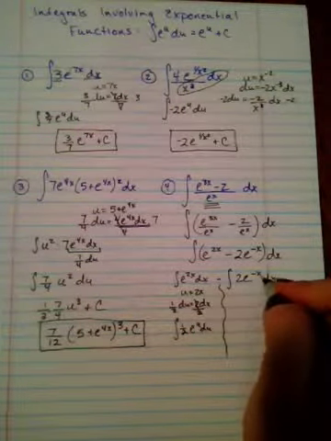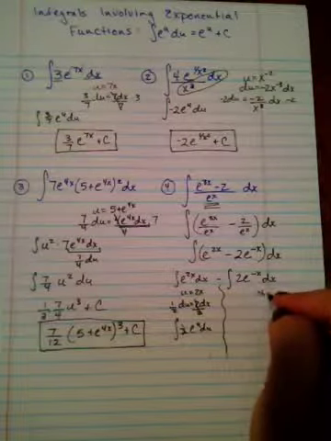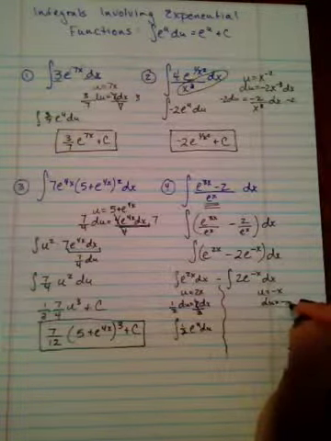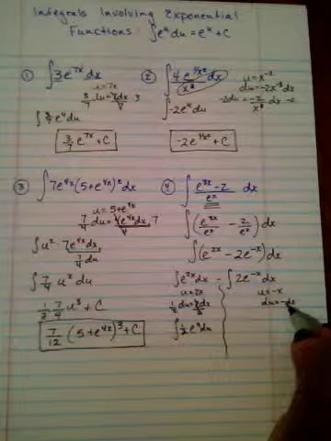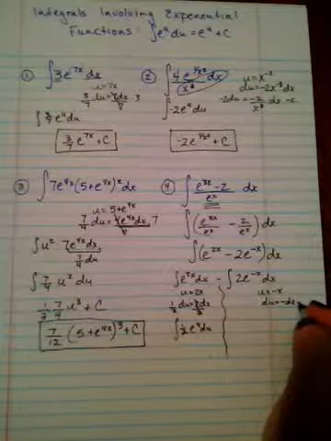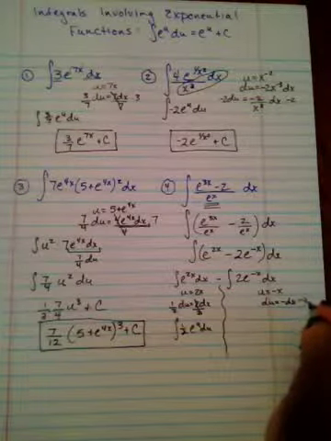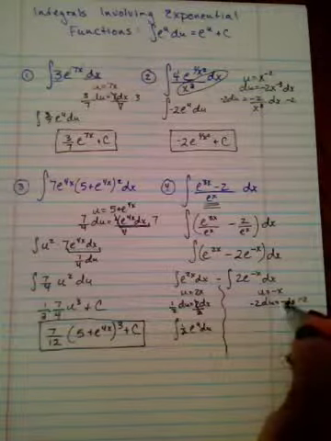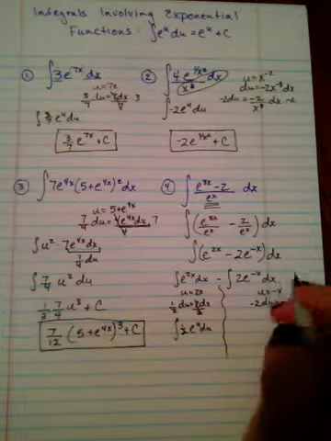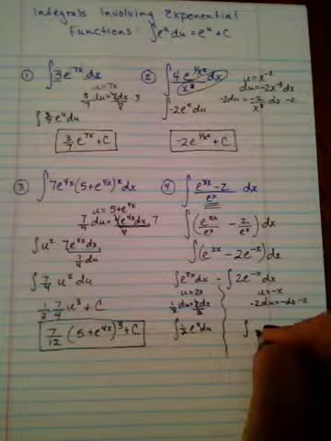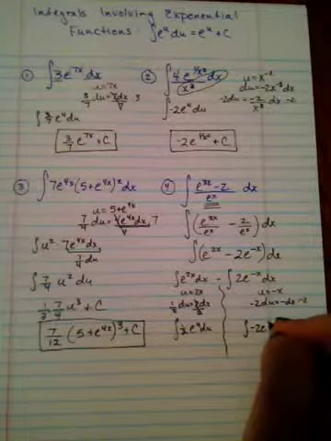For this problem over here, my u equals a negative x. So my du equals a negative dx. And I could turn this negative dx into a positive 2 by multiplying both sides by a negative 2. So this cancels out, and I have a 2 dx, so I would write this as the integral of a negative 2 e to the u du.